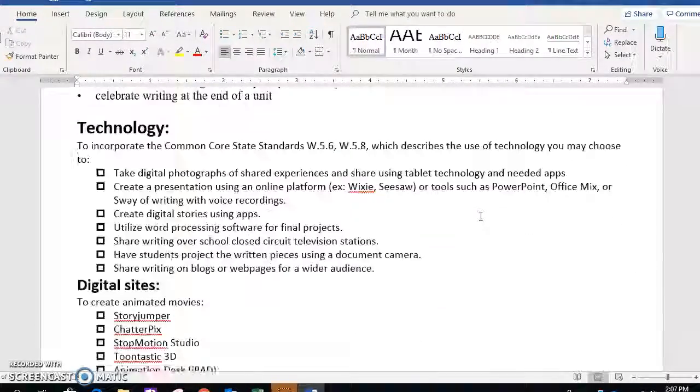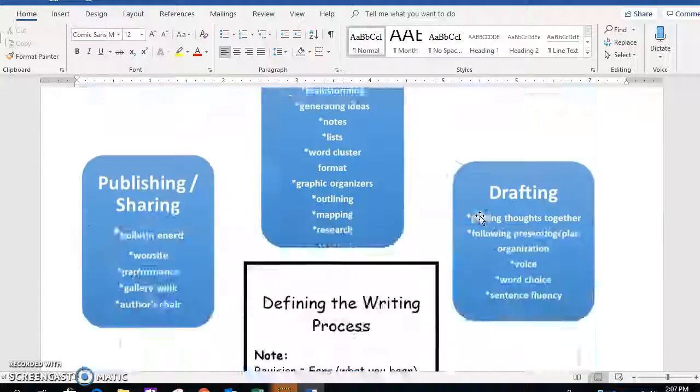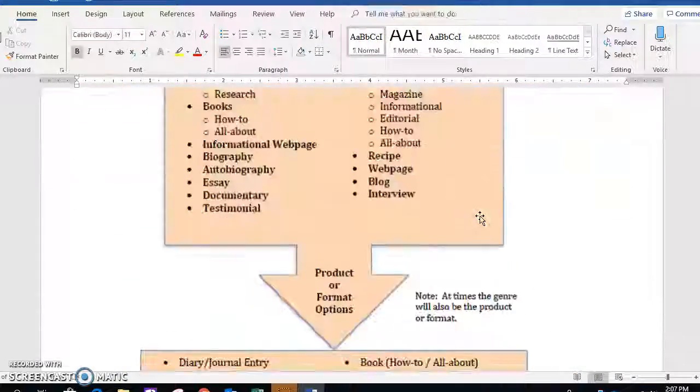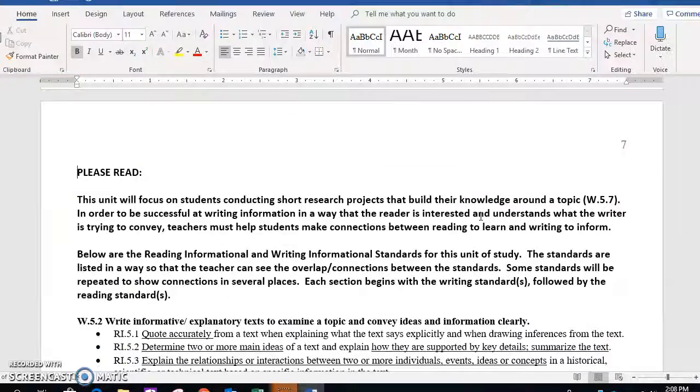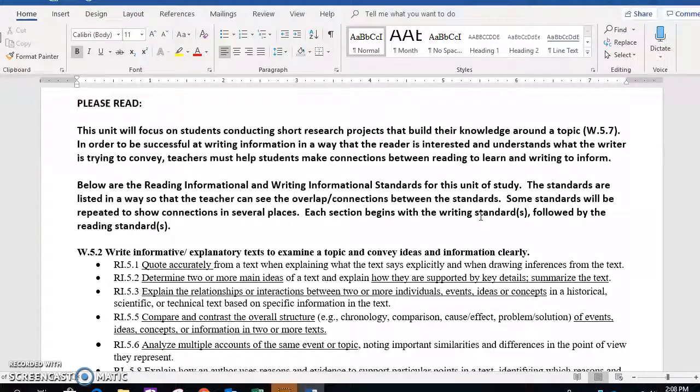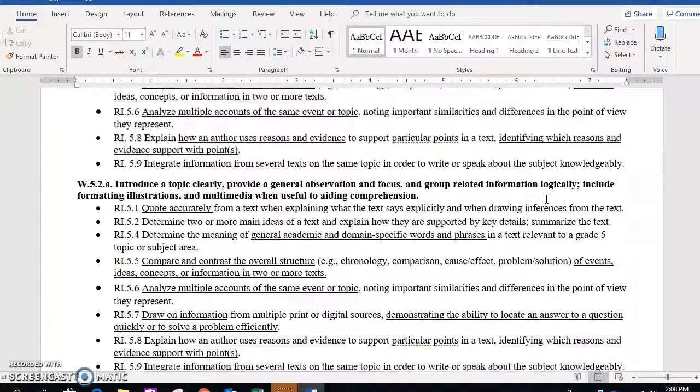If we move over to page 7, I think it is, this is going to be new for you. So on page 7, what we've done is we've tried to link up the reading informational standards with the writing standards. So we can see a direct connection to what we're teaching in our read alouds to what students will apply in their informational writing pieces that they develop.